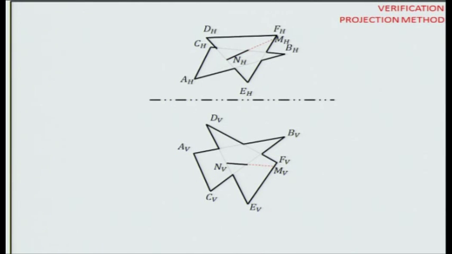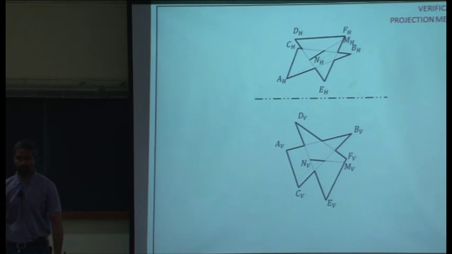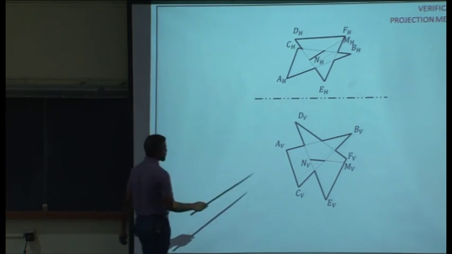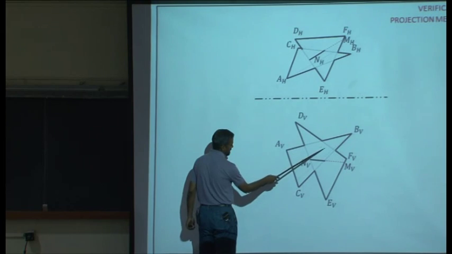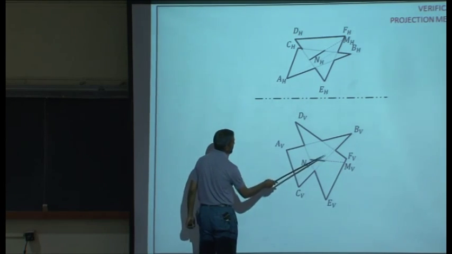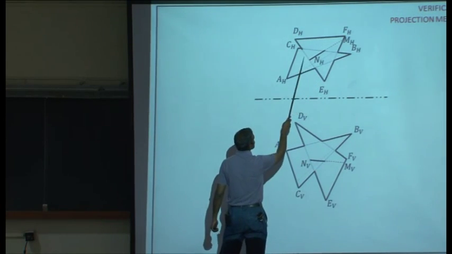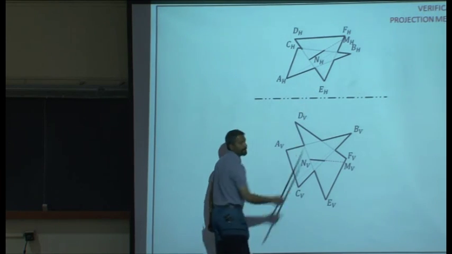Even the line of intersection will be visible. So keep that in mind. So we need to figure out the visibility of this segment, this segment, this segment, this segment, this one here, and this one, this one, this one, this one, this one, and this one here. Okay.